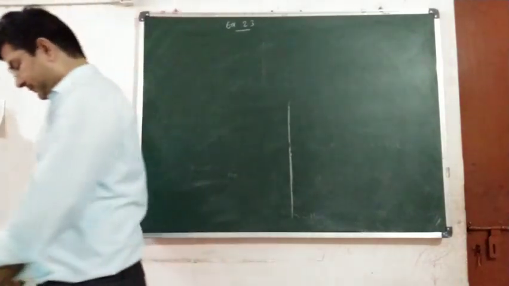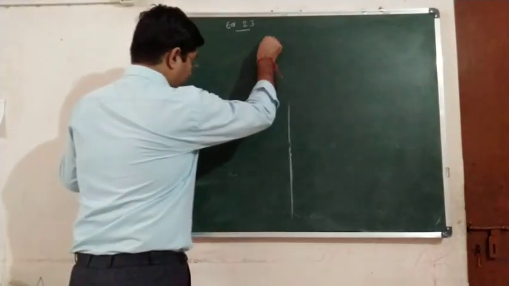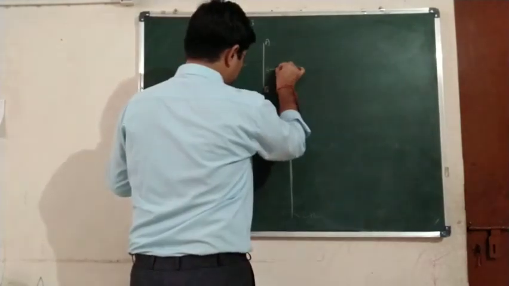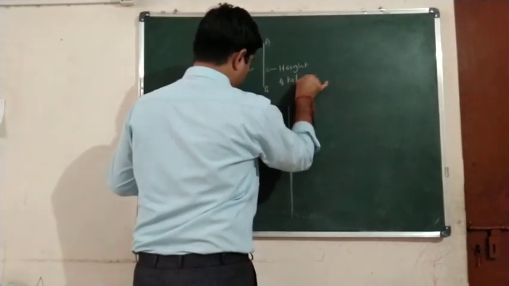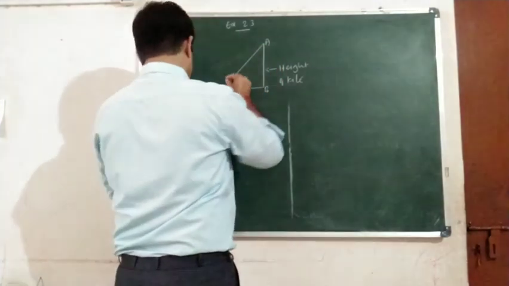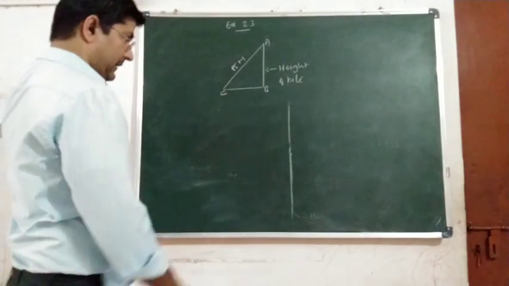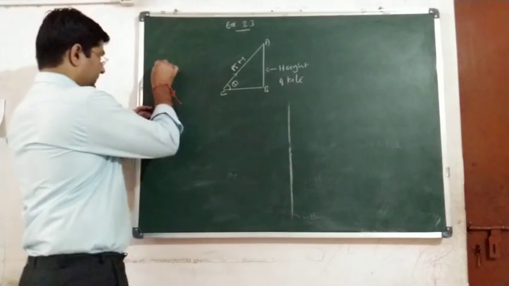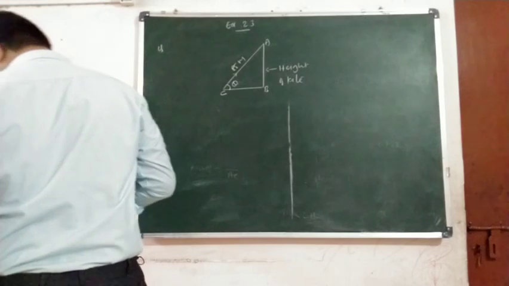So again, suppose AB represents the height of the kite and AC represents the string, that is given to be 85 meter. Suppose the angle of elevation is theta. This is question number 5.